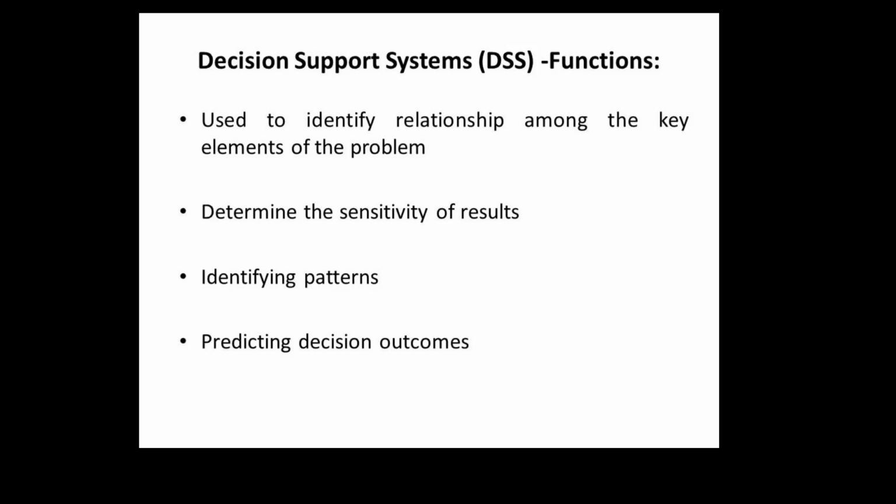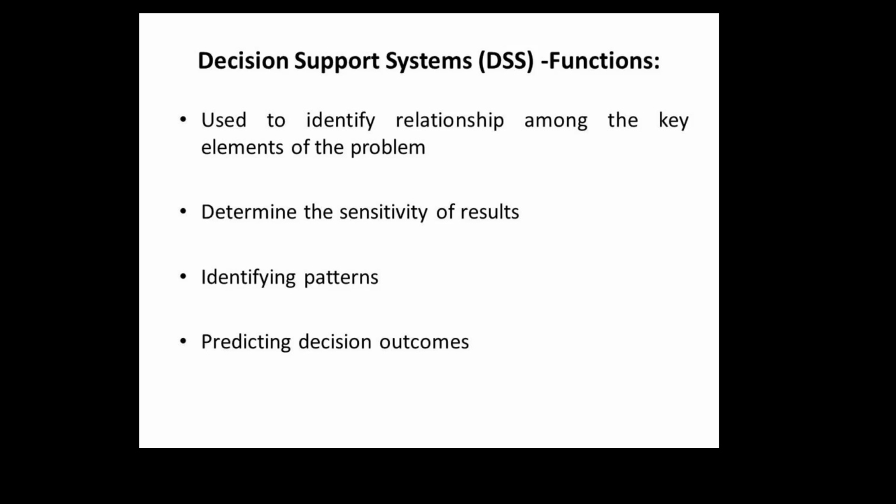Next function, predicting the decision outcome. Here it means a decision support system can be used to estimate the impact of, for example, doubling the size of the sales force, increasing the advertising budget, or introducing a new product into a new market. So in all these areas of decision making, we can use this for predicting the decision outcome.